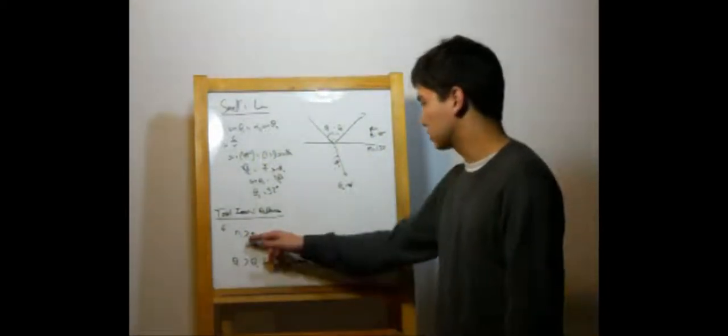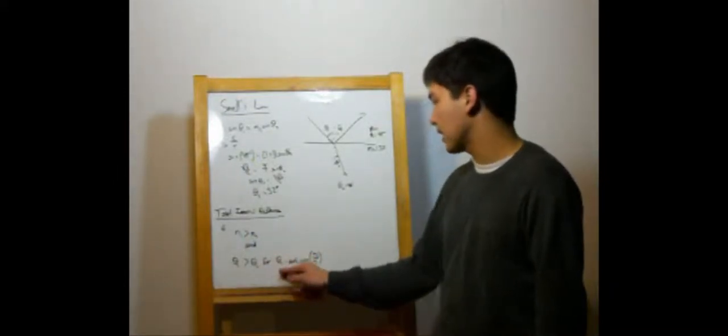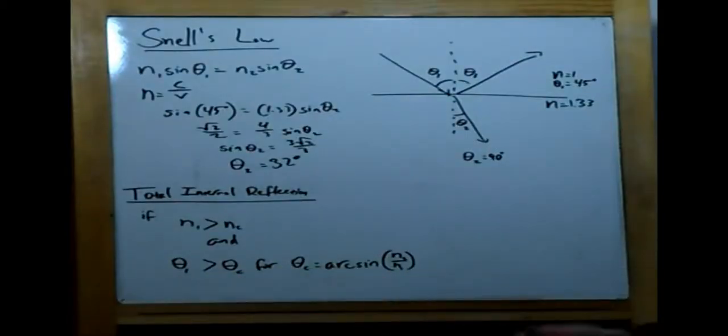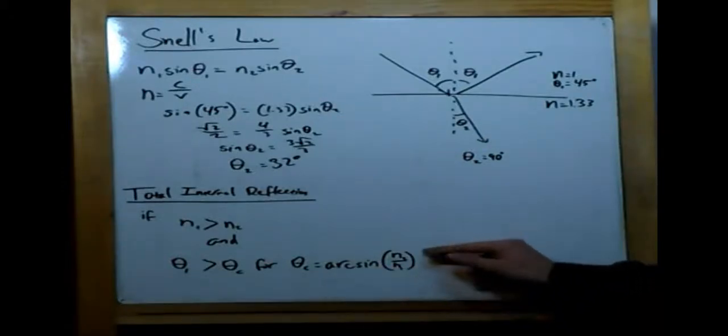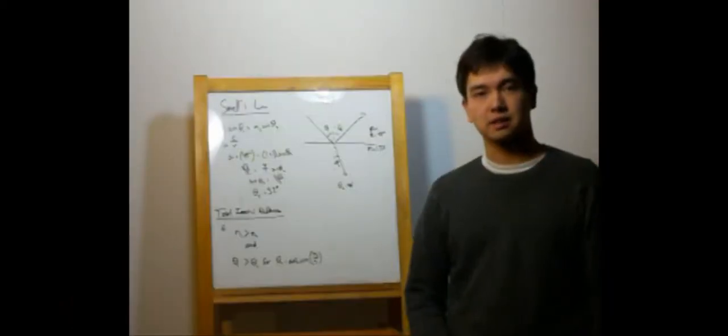So if n1 is greater than n sub 2, and, this is the tricky one, you can calculate a critical angle. If theta 1 is greater than the critical angle, then you end up with total internal reflection. You have your theta 2 being equal to 90 degrees. Now, our critical angle is defined as the arc sine of the second index of refraction divided by the first index of refraction.